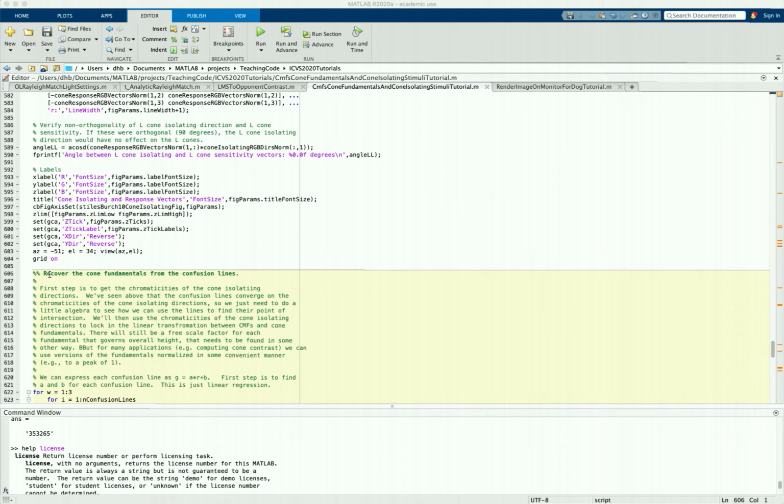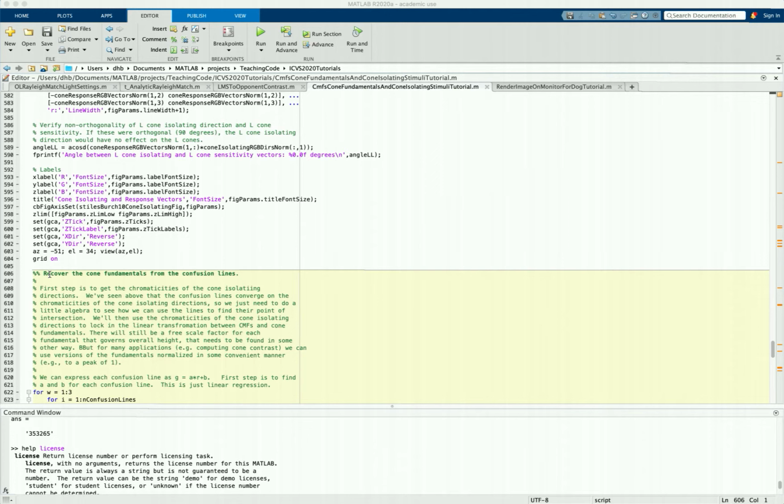Now what we've shown above is that cone fundamentals are a linear transformation of color matching functions, and we've discussed confusion lines and showed that the intersection point of multiple confusion lines for a dichromat overlays the cone isolating chromaticity when we plot them in a chromaticity diagram.